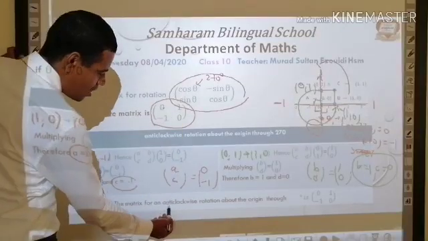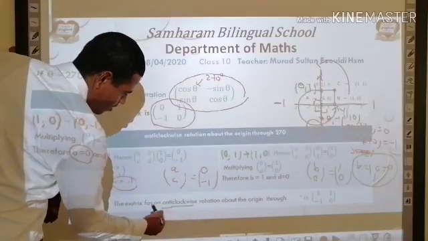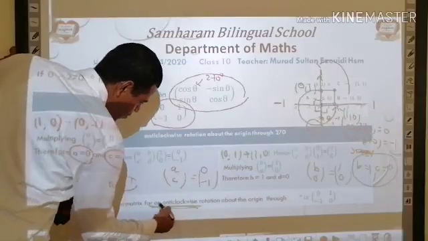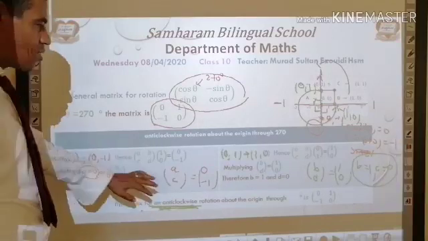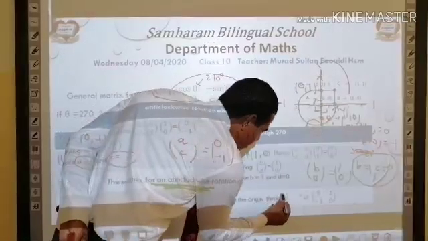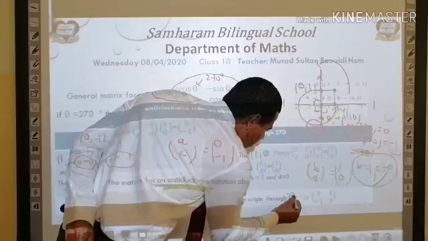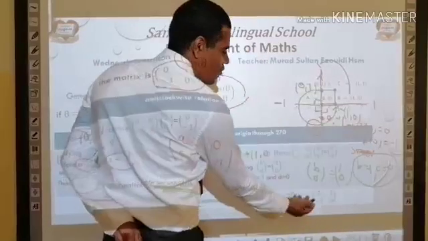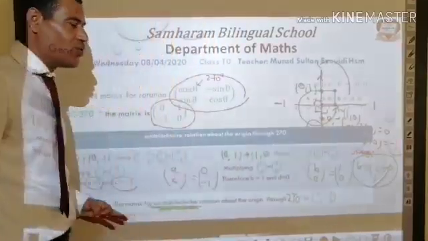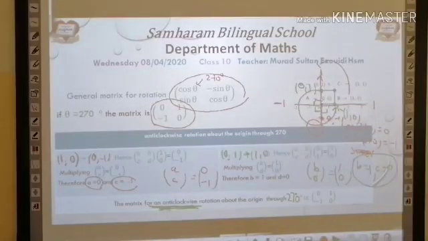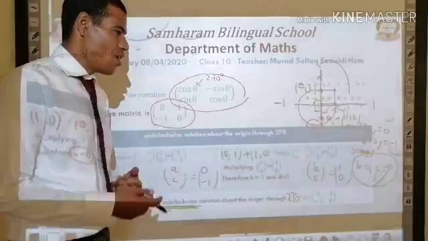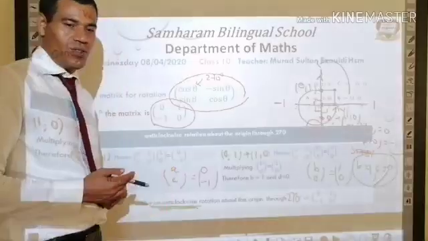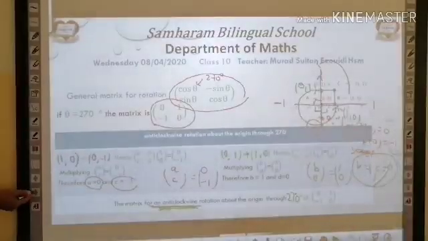So the matrix for an anti-clockwise, which means counterclockwise, rotation about the origin through 270 degrees is 0, negative 1, 1, 0. Okay. This matrix helps you to find the coordinates of the image of any point. Okay? Let's investigate.